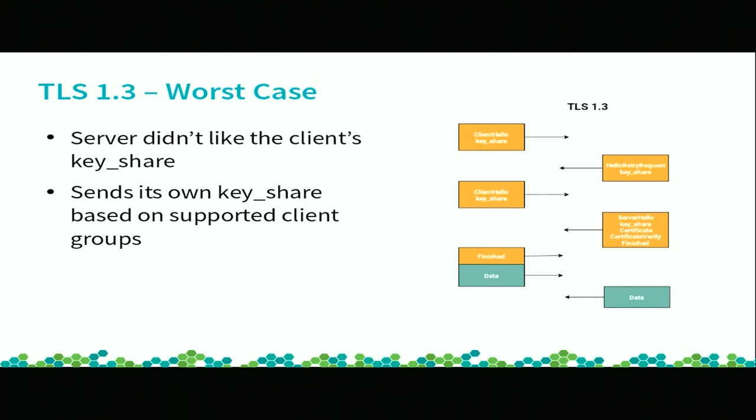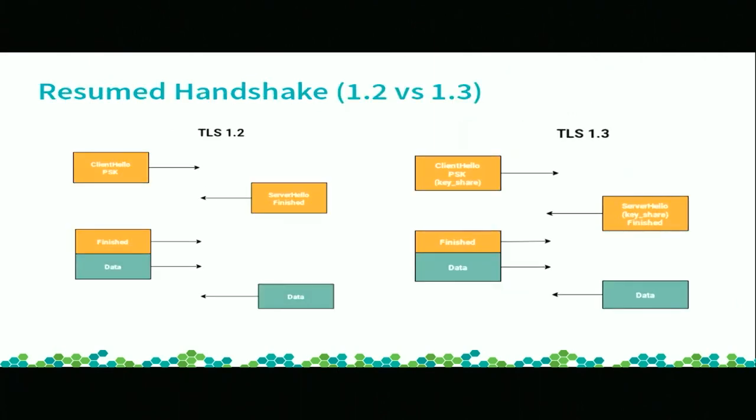So it sends a hello retry request, and after that, the client sends a new client hello with a single key share for the selected Diffie-Hellman group. The group that the server picked must have been listed in the supported groups by the client. So basically, this worst case is as good as the usual case in TLS 1.2. We can actually do better.